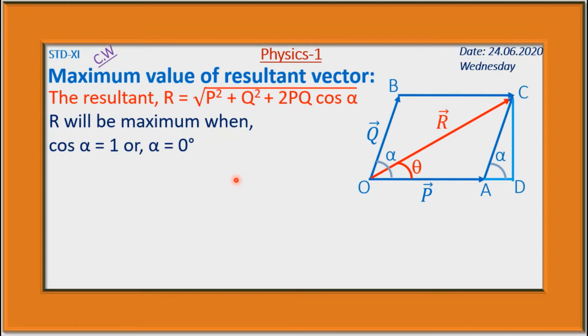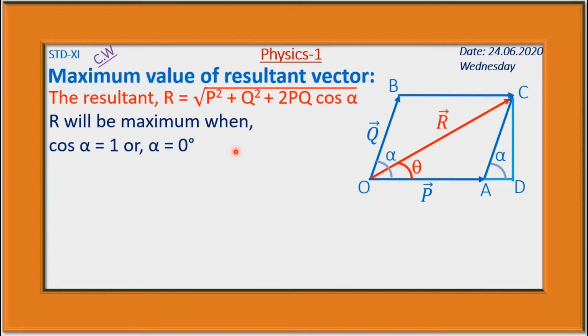That is, we know the maximum value of cos alpha is equal to 1. This is the maximum value 1, and minimum is minus 1. That is, maximum value of cos is 1 and minimum is minus 1. When cos alpha is equal to 1, then alpha is equal to 0 degree. That is, cos 0 degree is equal to 1. Therefore alpha is equal to 0 degree.